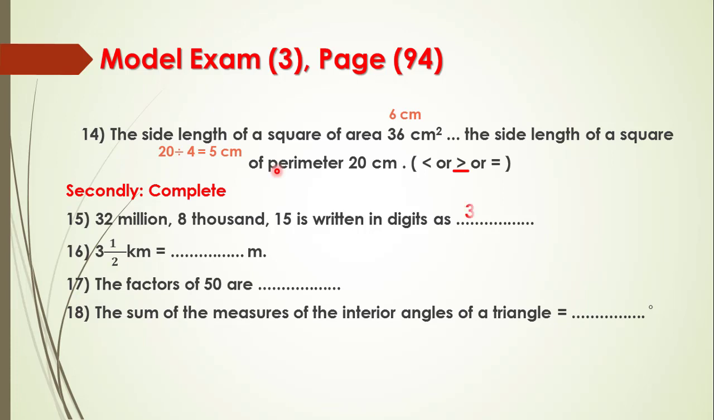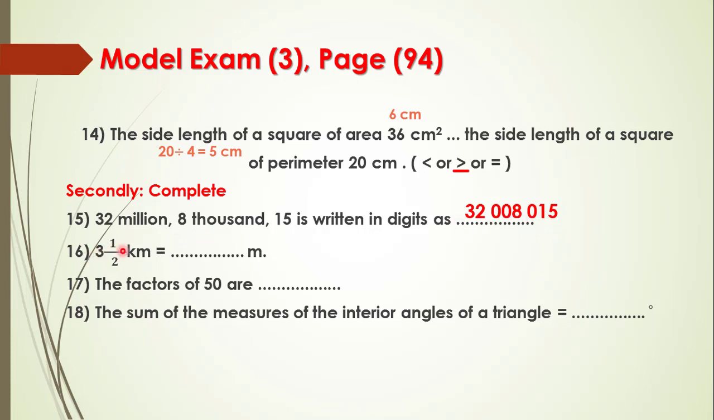32,008,015. In millions we have only 32. In thousands we have only 8. So I'll put 2 zeros because we don't have 10,000 or 100,000. Here we have only 15. We don't have 100, so I'll put another 0. So this is the required number.